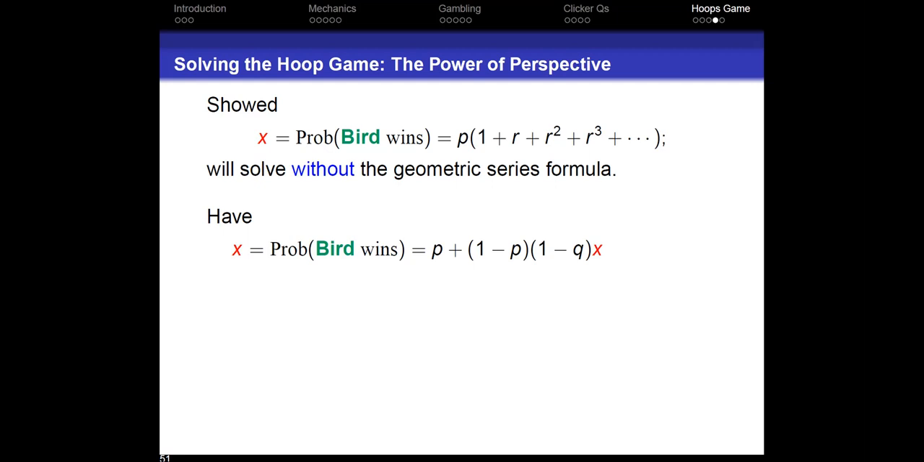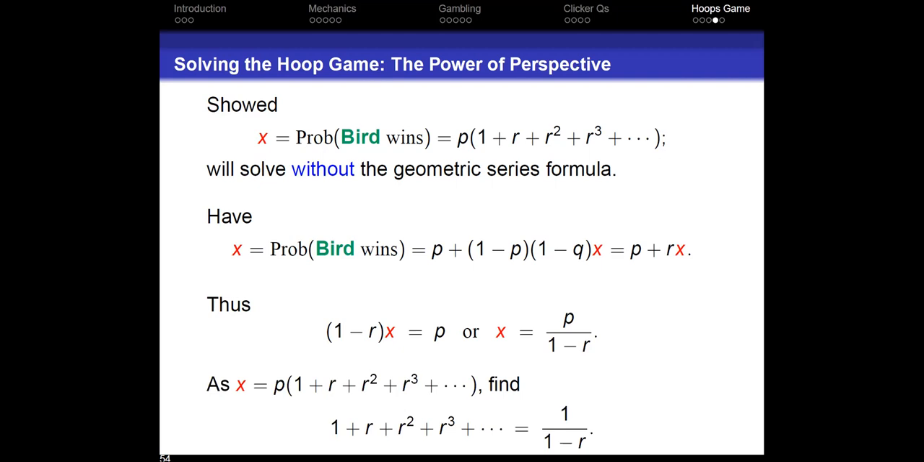We're using a memoryless process. This is a wonderful idea. And so it's just X equals P plus RX. Oh, well, this is just basic algebra. So when we solve, we get X is equal to P over 1 minus R. And now we've proven the geometric series formula. Is this as good of a proof as the original?